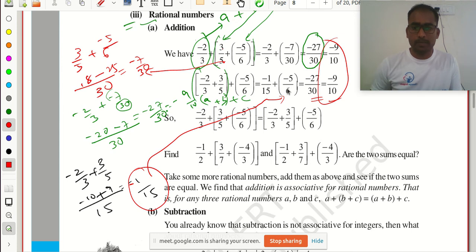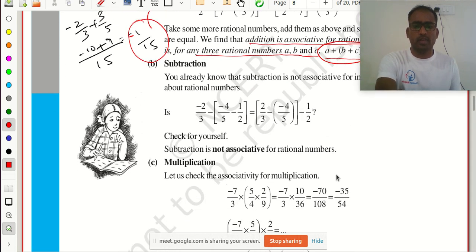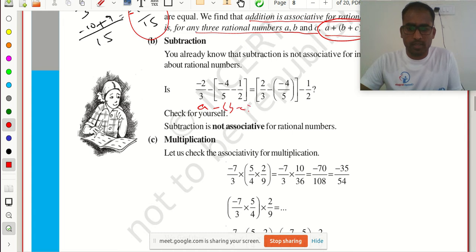So then I can say, for any rational numbers a, b, c, if this is satisfied, this addition is associative for rational numbers. In the same way we need to calculate for subtraction also. Same here: a minus (b minus c) is equal to (a minus b) minus c. If this relation is satisfied, we can say subtraction is associative for rational numbers.